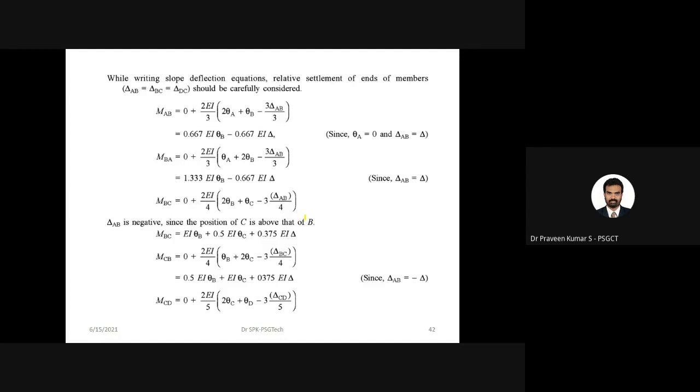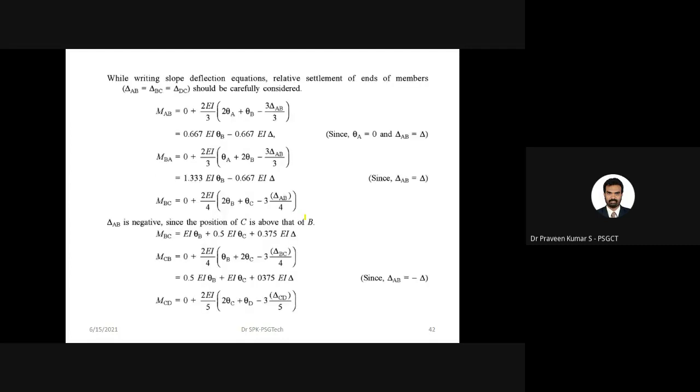So for CB, 0.5 EA theta B plus EA theta C plus 0.375 EA del. Since AB is in the negative position, it will convert the minus into a plus. MCD equal to 0 plus 2EA by 5 into 2 theta C plus theta D minus 3 into del CD. For del CD, the value to be taken is root of 2 del. So substitute the value here and you will be getting the value of MDC as 0.4 EA theta C minus 0.339 EA del. So now we have arrived at six slope deflection equations.